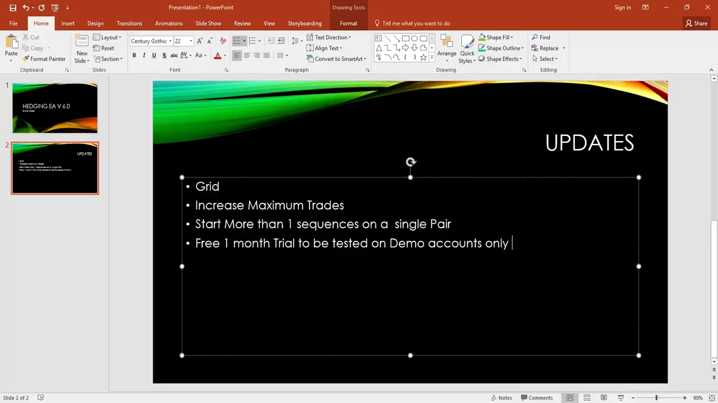We discussed the maximum trades which you can place now with this EA. Now the third update which I have done here: in our previous versions, you were not able to start more than one sequence on a single pair.